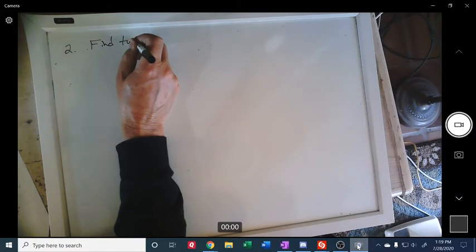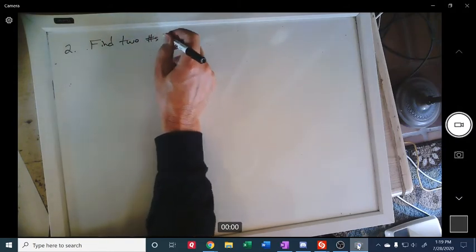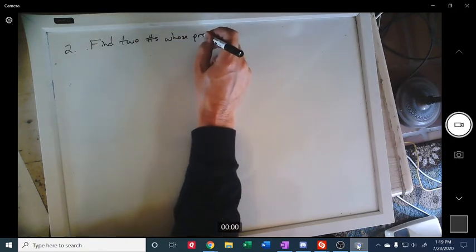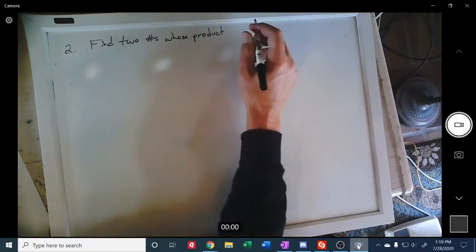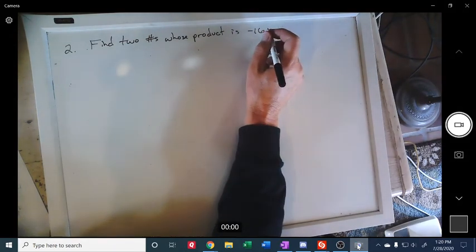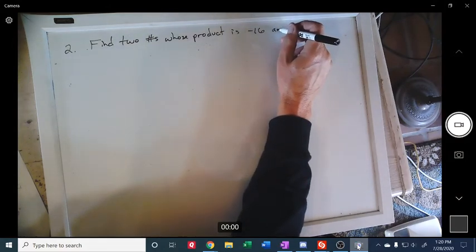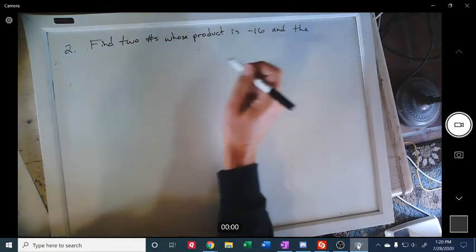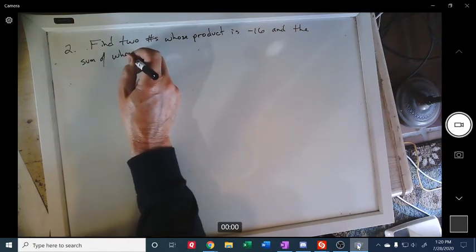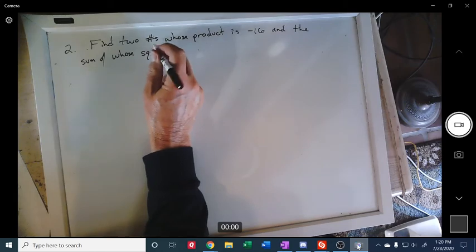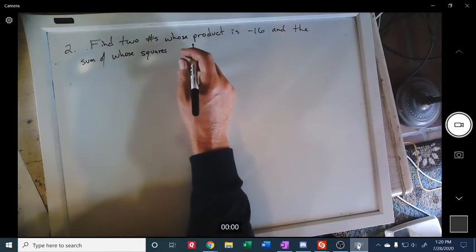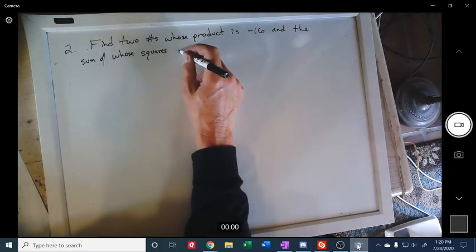Find two numbers whose product is negative 16 and the sum of whose squares is a minimum.